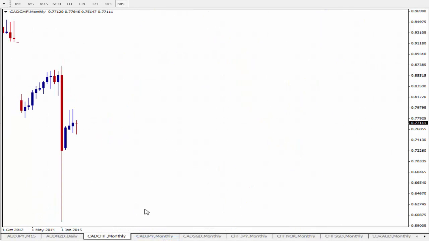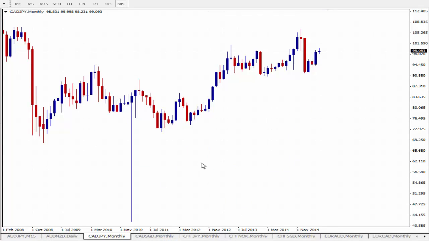We move on to this one. Okay, as you can see, there's nothing going on there on the monthly chart, so we can ignore that one. This one, yeah, although there's a slight upward movement, it's not a very sharp upward movement. I'm not too impressed with that one either, so we can close that.